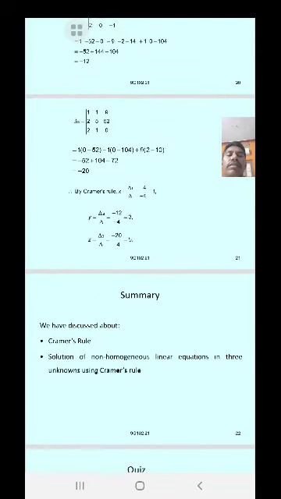By Cramer's rule, x equals delta 1 by delta, that equals to minus 4 by minus 4, that equals to 1. Y equals delta 2 by delta, that equals to minus 12 by minus 4, that equals to 3. Z equals delta 3 by delta, that equals to minus 20 by minus 4, that equals to 5.